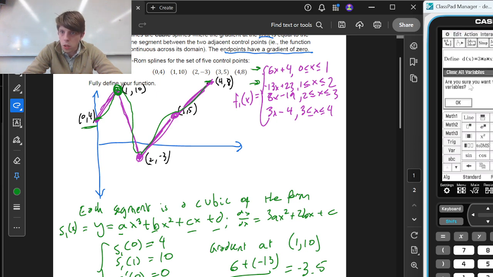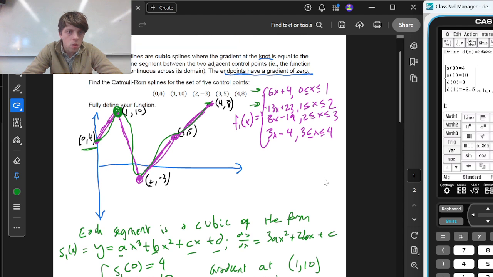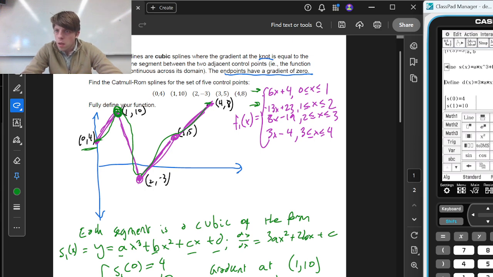Maybe we need to make sure we've cleared all the variables and try that again. A, B, C, D. So we've taken the average of the two neighboring graphs there. We've got 4 conditions, not doubling up on anything. That should be fine. Why is that no solutions? Ax cubed plus bx squared plus cx plus d.